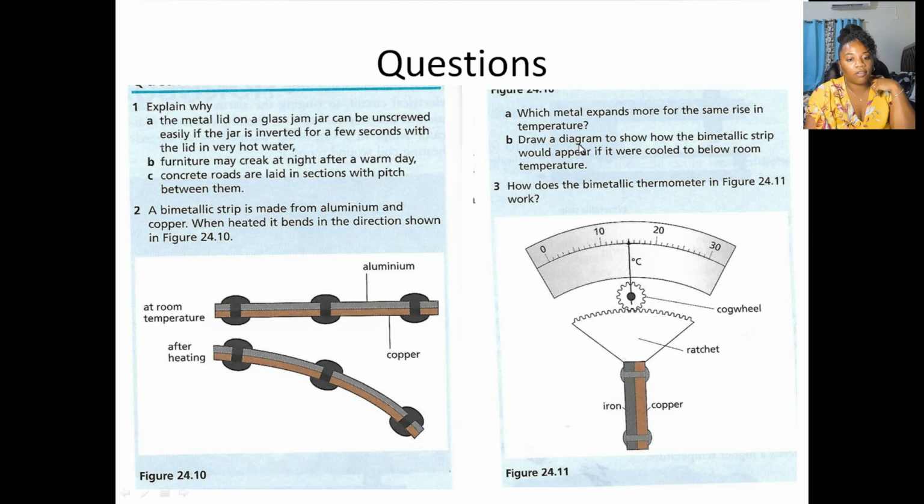Draw a diagram to show how the bimetallic strip would appear if it were cooled to room temperature or below. Well, it's going to flip the other way, right? Because it's going to contract more. The aluminum is going to contract more.